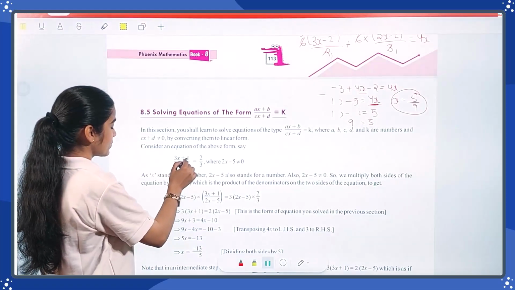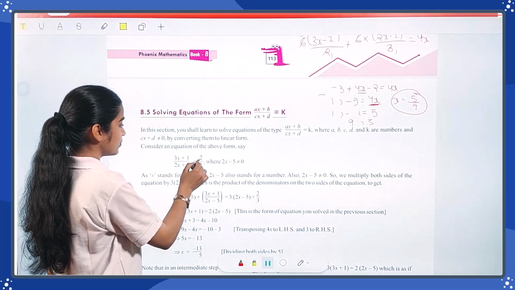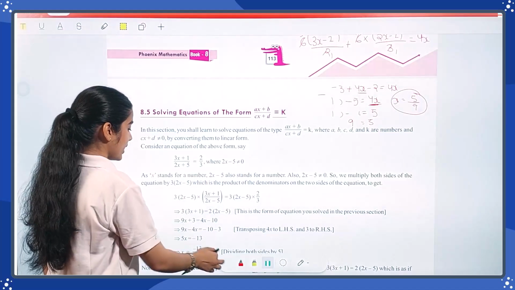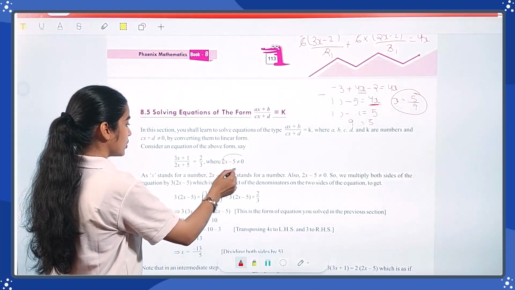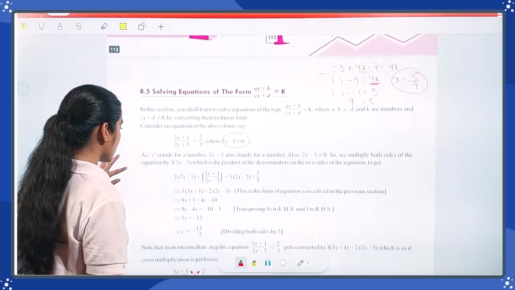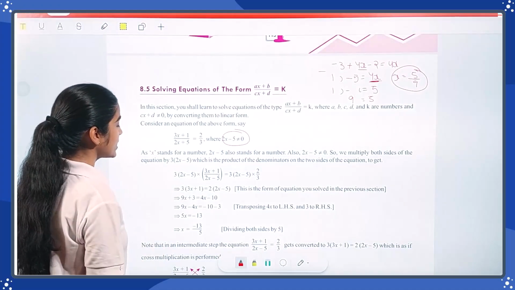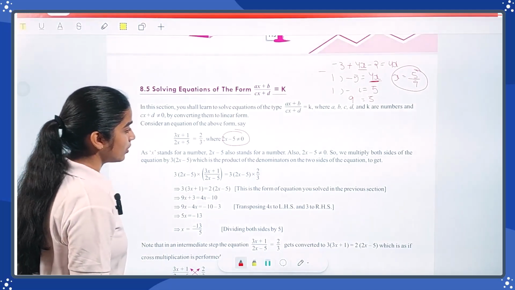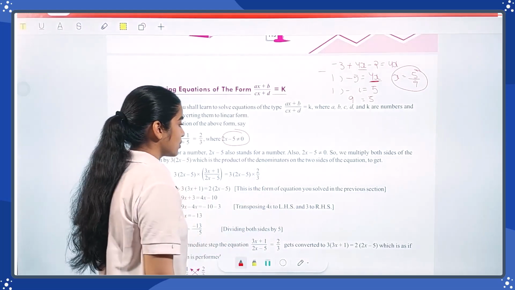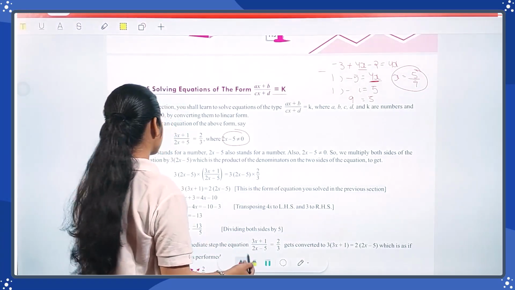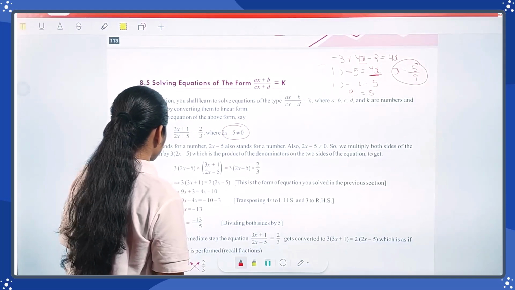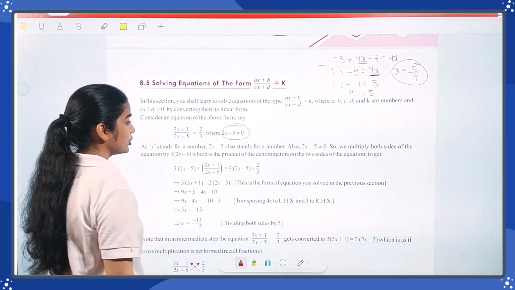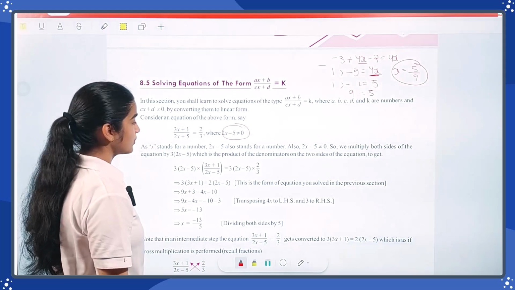say (3x plus 1) / (2x plus 5) is equal to 2 by 3. Now 2x plus 5 is not equal to 0. So as x stands for numbers, 2x plus 5 also stands for a number, and 2x plus 5 is not equal to 0. So we multiply both sides of the equation by 3 (2x plus 5), which is the product of the denominators of the two sides of the equation.